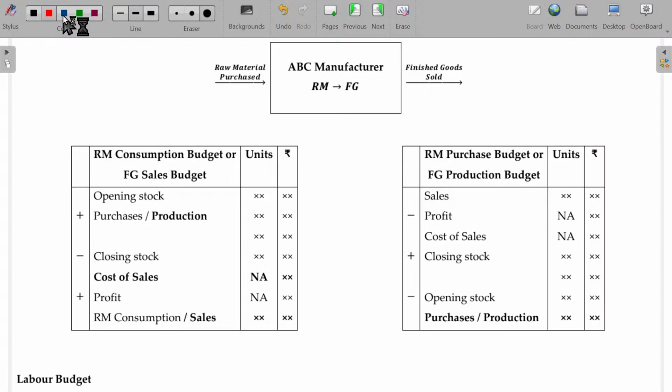Okay. So in case of the sales budget, use opening stock. As you are the manufacturer, you are not purchasing the finished goods. You are purchasing raw material, and you are producing the goods. So rather than adding the purchases, you are going to add the production. And closing stock is subtracted, cost of sales is arrived at, then profit is added to get the sales budget here. Is that okay? Either it may be the sales budget or the raw material consumption budget.